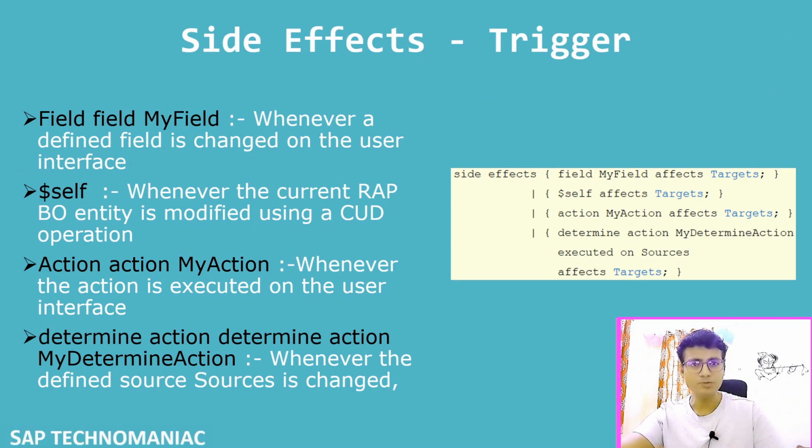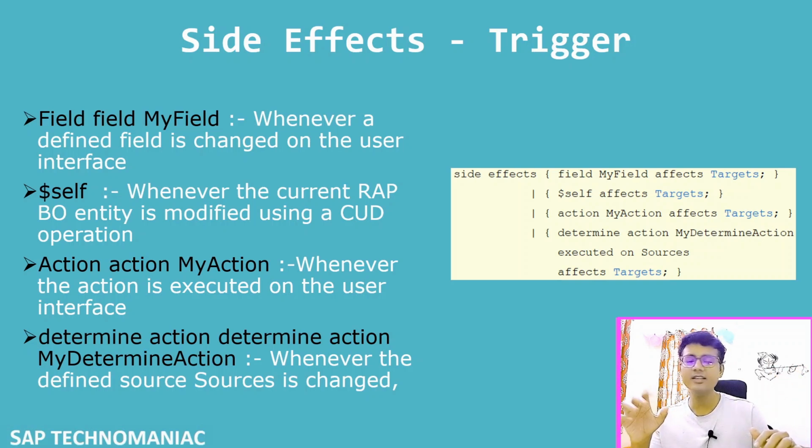As I told you, side effects have two parts: one is the triggering condition, the second is the target. When you should reload, you define in the triggering condition, and what fields or what operations you want to reload, you define in the target.